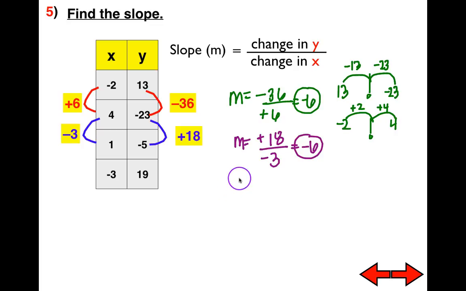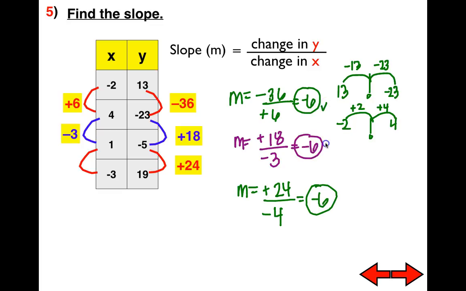What is my change in y? Here's my change in y. How did negative 5 become 19? First of all, it got larger. How much larger did it get? It got larger by 24. And what's my change in x? It went from 1 to negative 3. First of all, the number got smaller, so it's subtraction. How much would I have to subtract? I would have to subtract 4, and guess what? This also reduces to negative 6. So things look good. So here, I'm going to say the slope is negative 6. Hopefully that's the answer that you got.